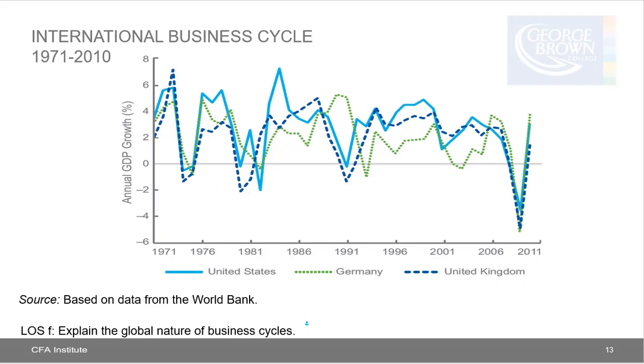Learning outcome statement F is explain the global nature of the business cycles. So again, this is a graph. We can see annual GDP growth rate on the y-axis, and we can see time on the x-axis, and we're looking at 3 countries. The blue line, United States, the dotted green line is Germany, and the dashed darker blue line is the UK, okay?